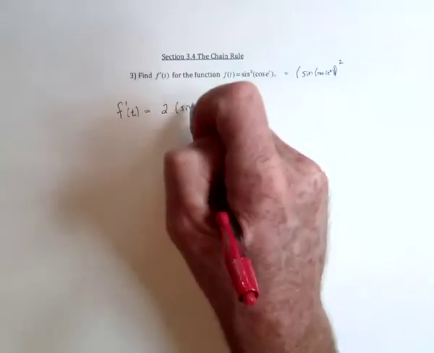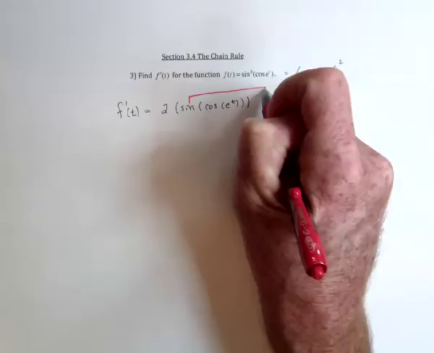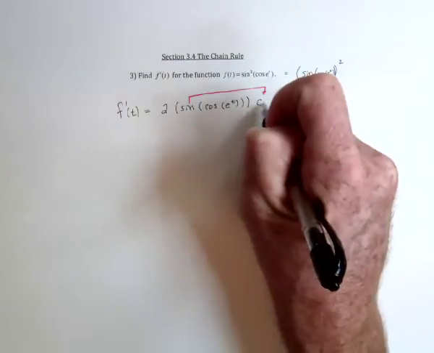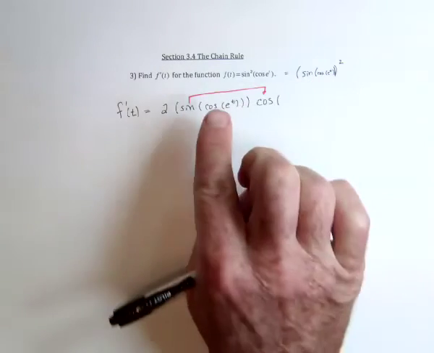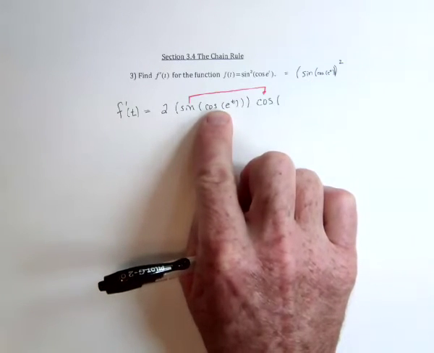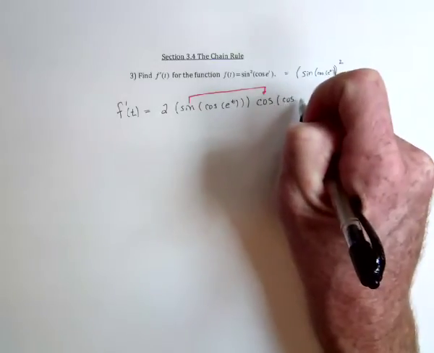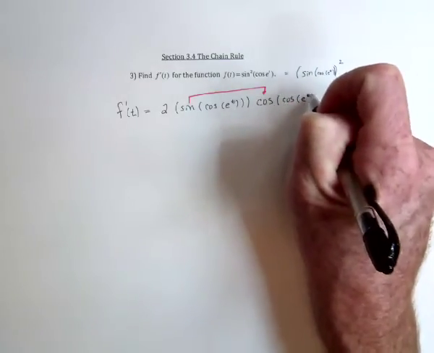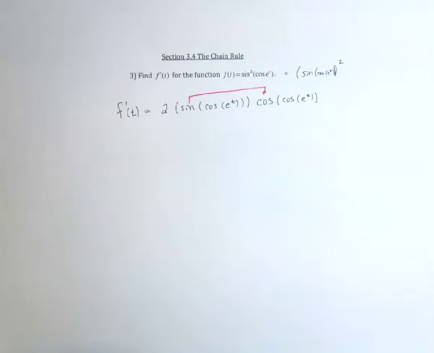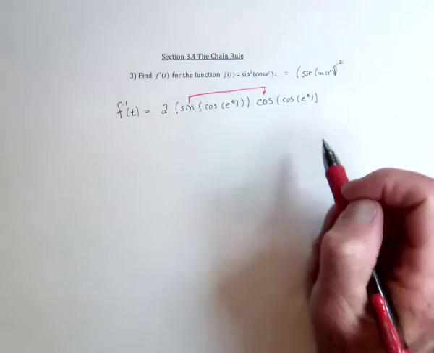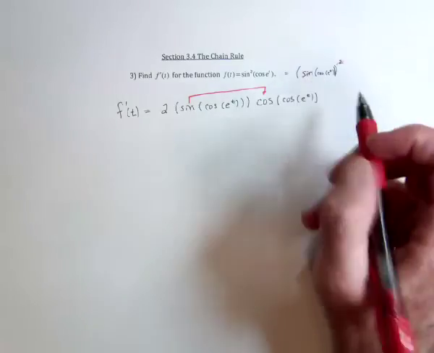And then the next innermost function is the sine function, so take the derivative of sine, and that's cosine. And then whatever's inside of the sine function stays the same. So cosine of e to the t. So now we're done with the square, we're done with the sine, we're now to the cosine function.